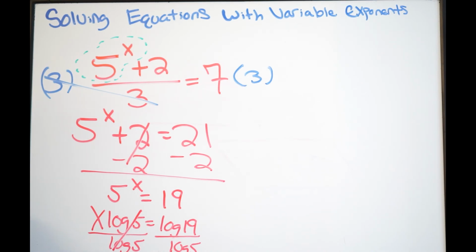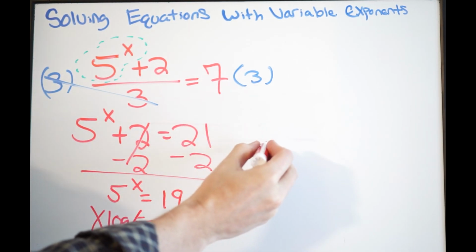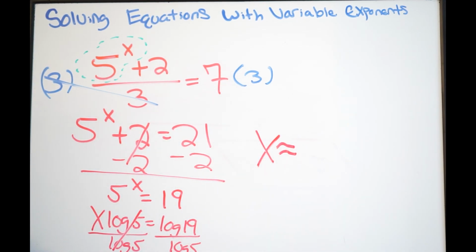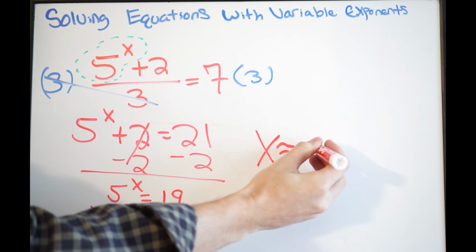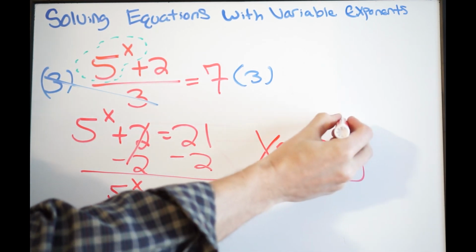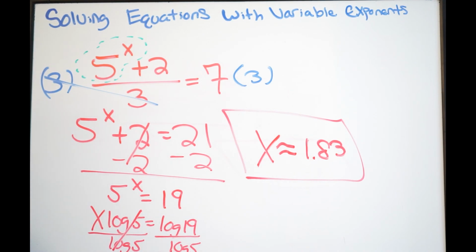And again, when you do this, you're going to get a decimal, so we're going to say about here. And we're going to say x is about, again, just rounding to the nearest hundredth, we're going to get 1.83. Okay, and this here is going to be your final answer. All right, so that's solving equations with variable exponents. Okay, and that is it.